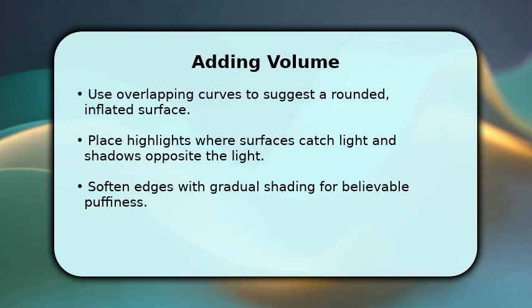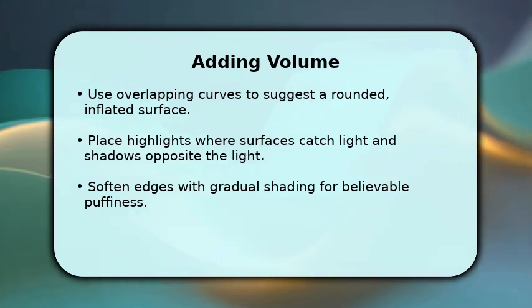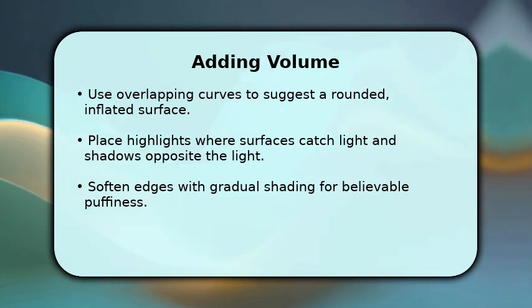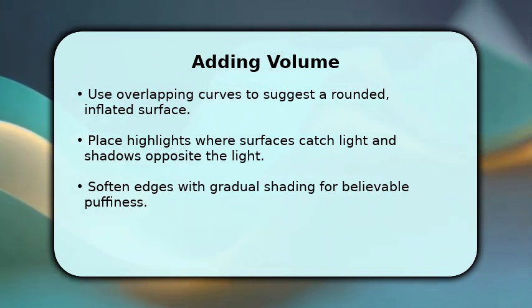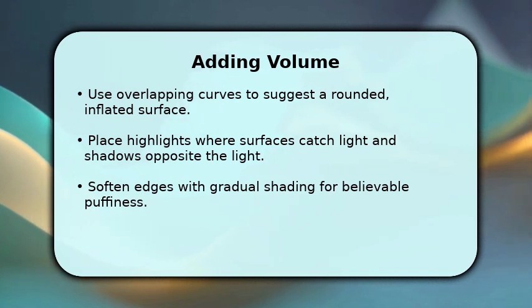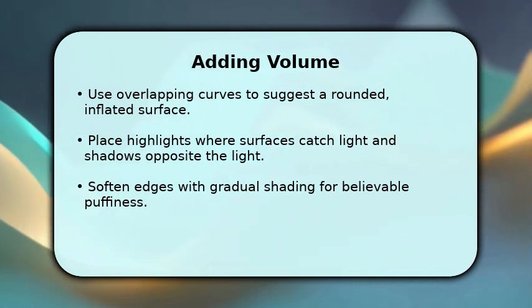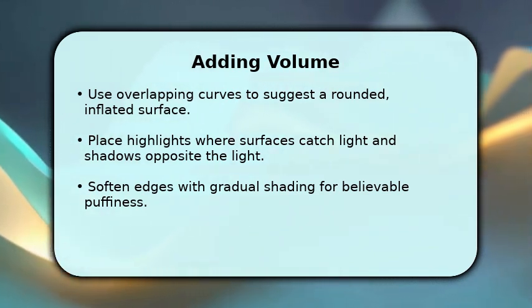Begin shading by deciding on a single light source and stick with it through every digit. Build depth with 2 main tones and 1 highlight, blending softly where volumes curve toward the viewer. Keep shadow edges softer near midtones and harder where shapes tuck under, which reads as thickness.